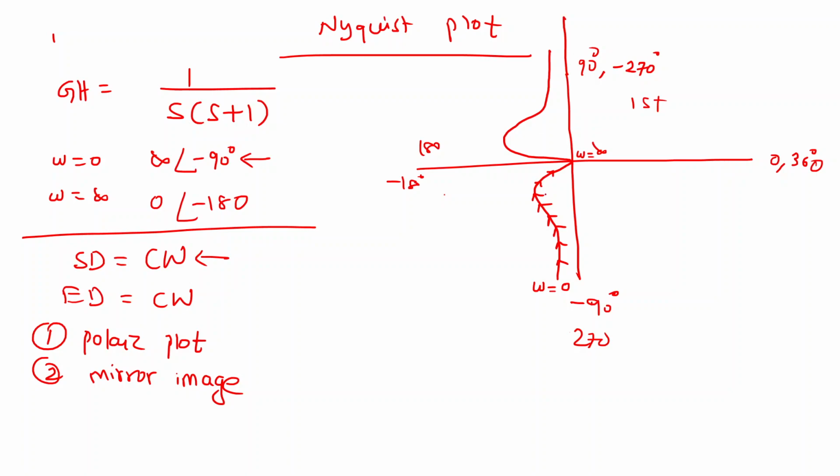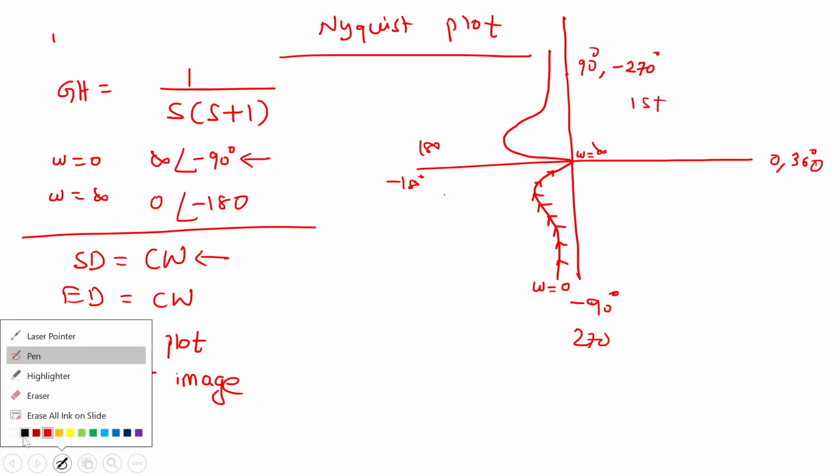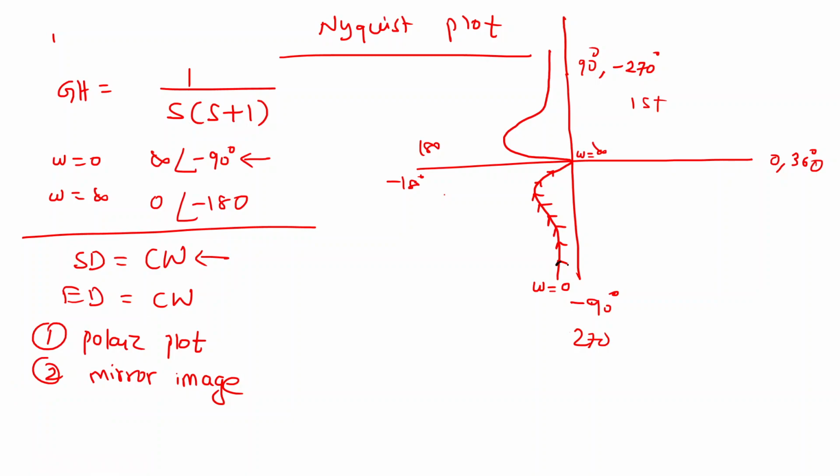Now give the direction. The direction will be continuous. You are starting at this point, I'm changing the color of the pen. You have started here, moving here, here, here, and reaching the origin. Then you have to continue the direction. Don't change the direction.